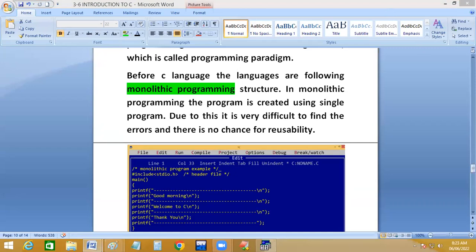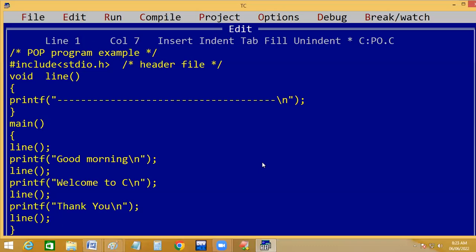I will show that program. It is the program. And what is it, guys? It is user defined, because the line function was created by me. I created the line function, no? And I am a user. That's why it is called a user defined function.